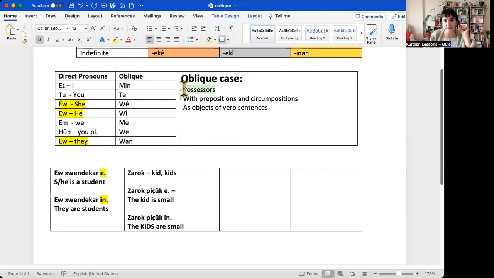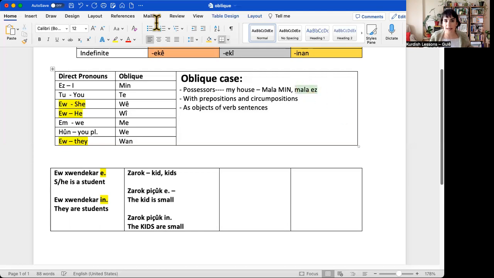When it is possessors, you use oblique pronouns. For example, when you say my house, it will be mala min. We don't say mala as.